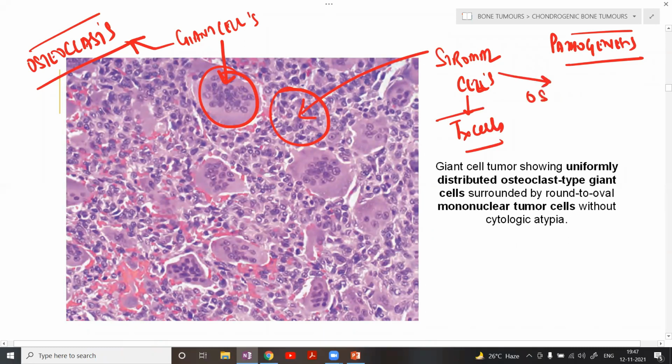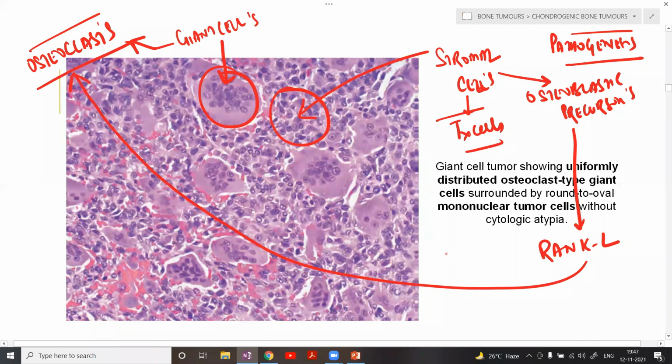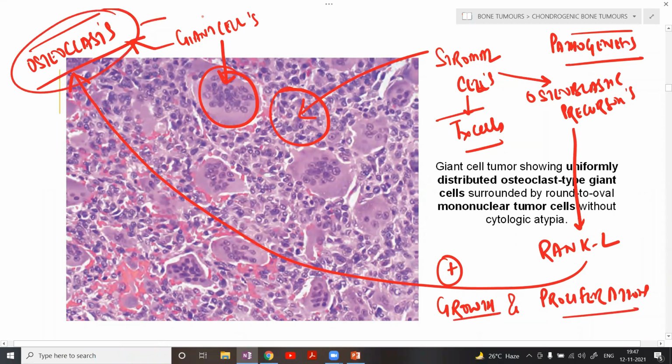These are actually certain osteoblastic precursors. Okay. And these are tumor cells, mind it, and they are actually releasing a ligand called RANKL, and this RANKL is actually stimulating the growth and proliferation of osteoclasts. So as a result, you have a lot of osteoclasts which are maturing and forming the giant cells. Okay, this is the basic pathogenesis of giant cell tumor.